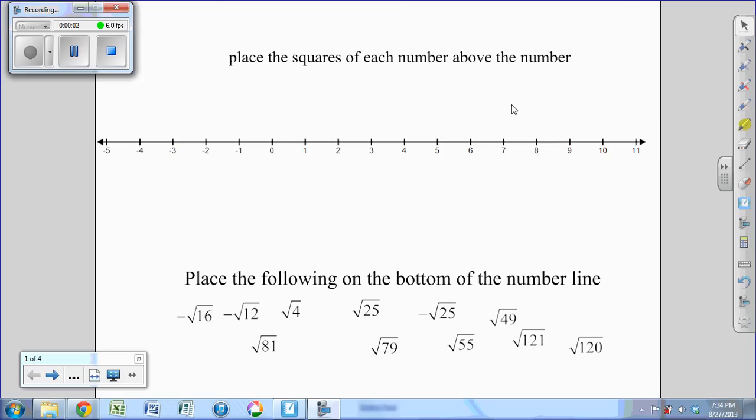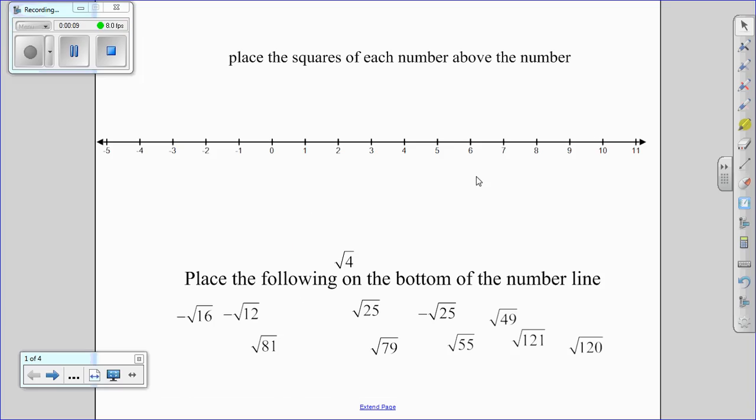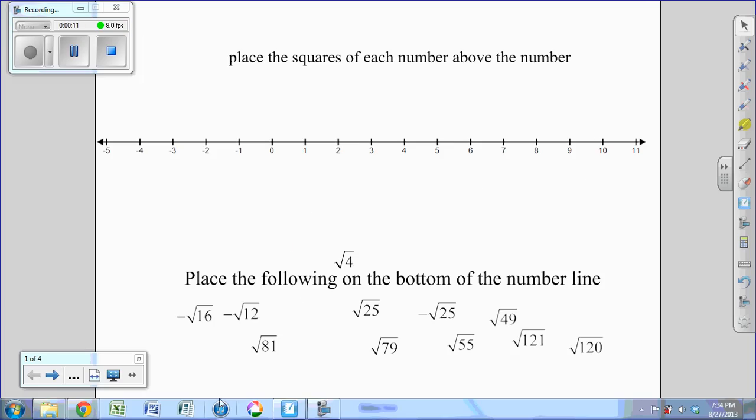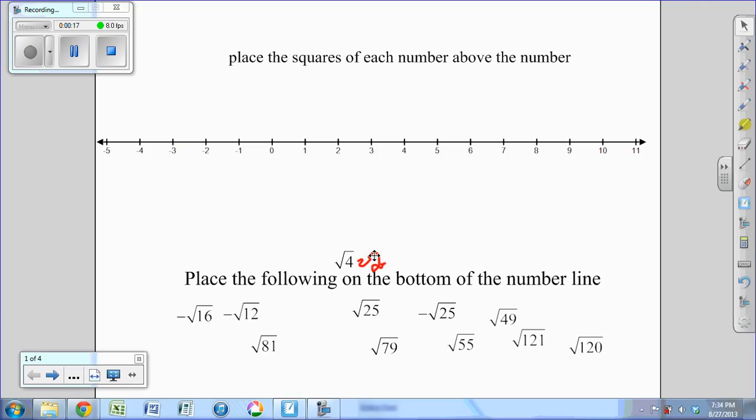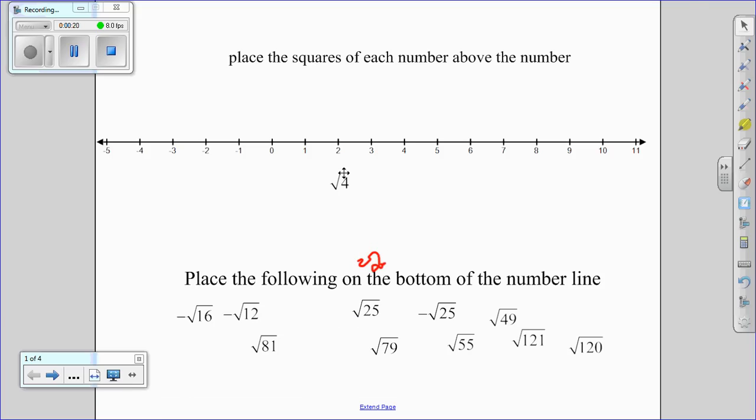Hi, so today we're going to look at estimating square roots. So far we've looked at square roots that were perfect squares, like the square root of 4. The square root of 4 is equal to 2. So if I were going to put this number on a number line, I would put it right there at 2.